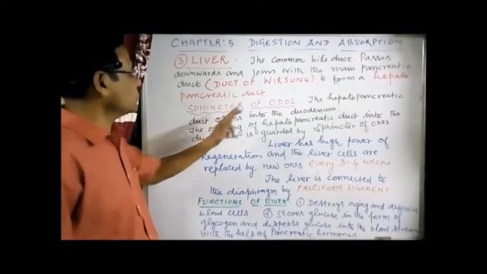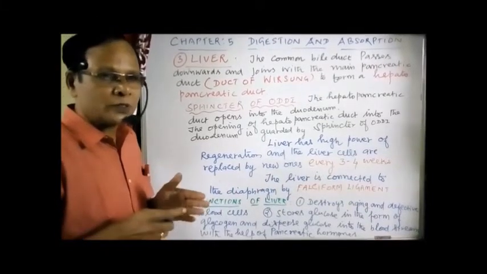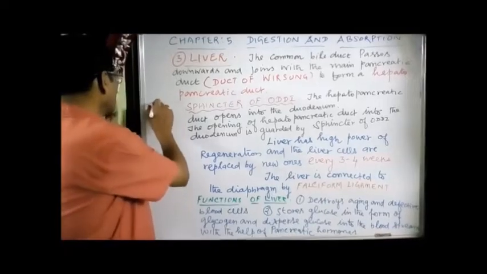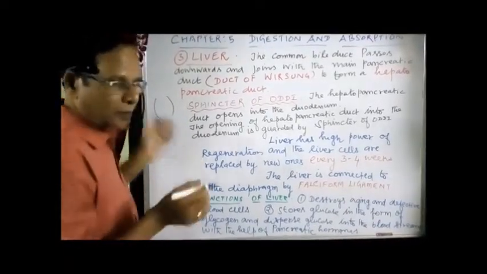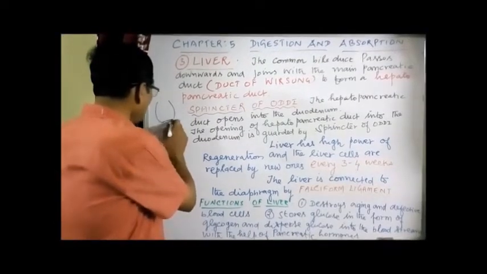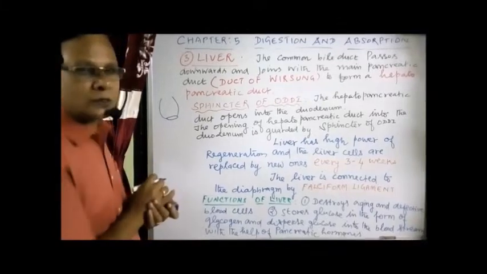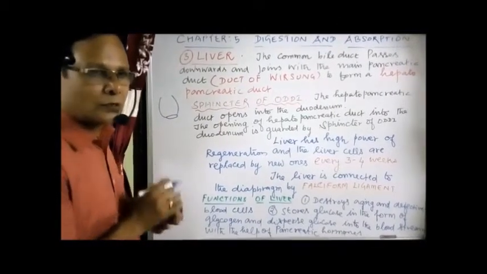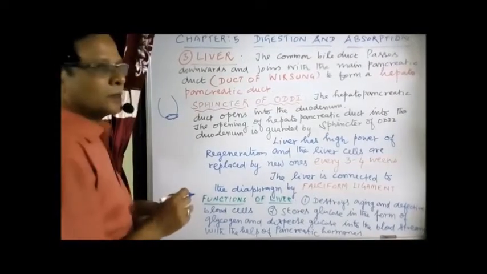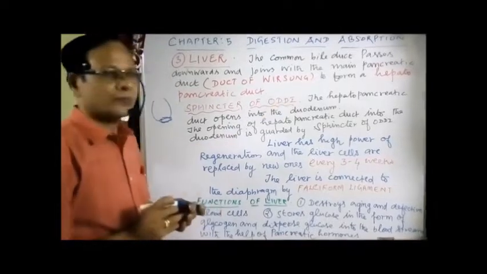Now, what is the sphincter of Oddi? The hepatopancreatic duct opens into the duodenum. Before opening into the duodenum, it enlarges to form what is called the ampulla, a swollen structure. I'll show it in the diagram. It opens into the duodenum, and this opening is guarded by sphincter muscles. These sphincter muscles are known as the sphincter of Oddi.